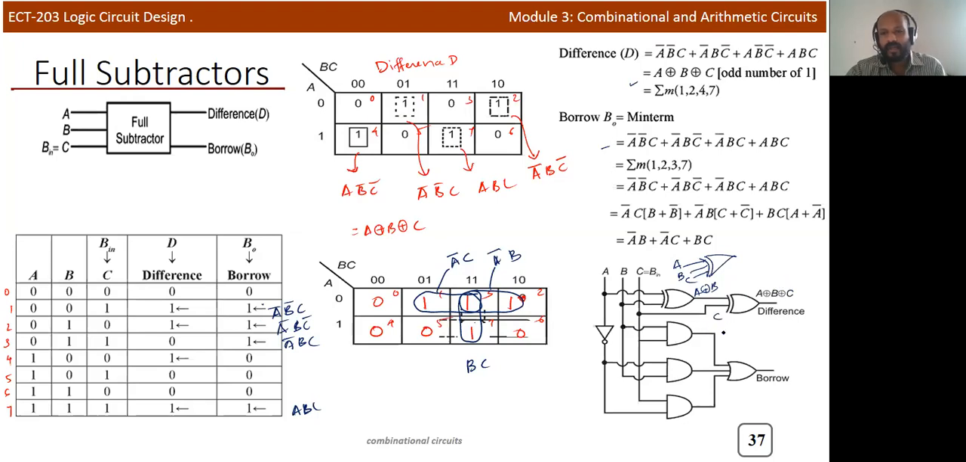And this will be BC. Okay, this is first term BC. This is B and C, and here it is A bar. So you'll get A bar B here. Okay, here it is C and A bar. So you'll get A bar C and A bar B. So you are getting the borrow term here. Okay, this is one method to implement a full subtractor.